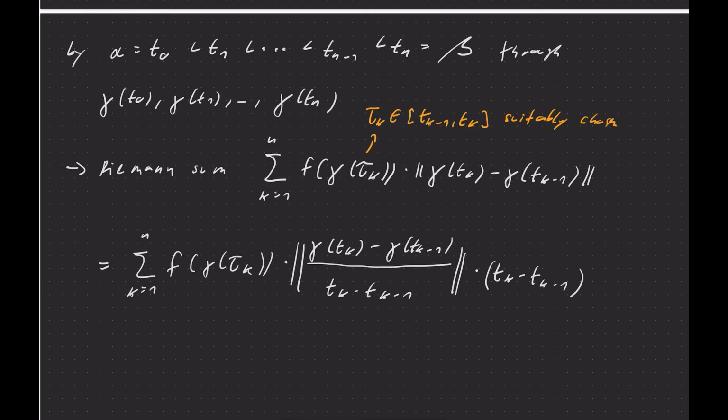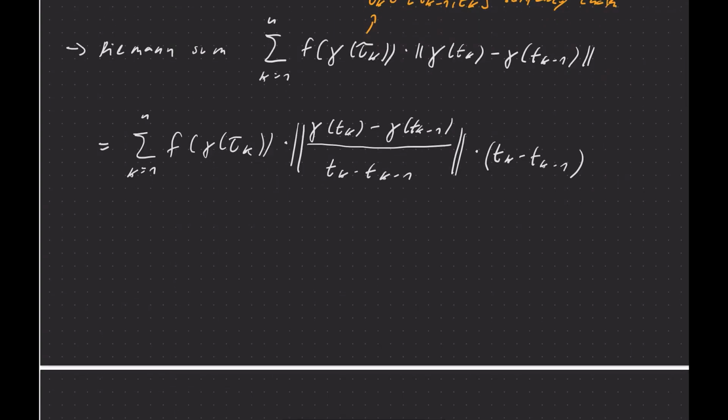And now what we can do again is we can have n go to infinity. We have to make sure that the interval length, the maximum interval length, also goes to 0 during that process. And then this whole thing will converge to an integral expression. So if we make n go to infinity such that the maximum of those tk minus tk minus 1 goes to 0, then this whole expression will converge to an integral.